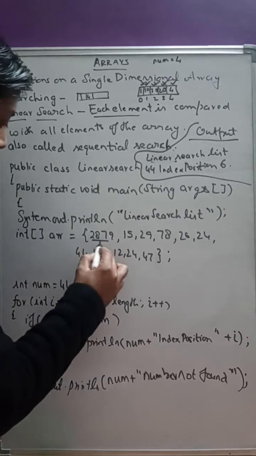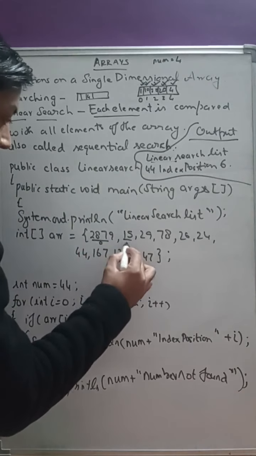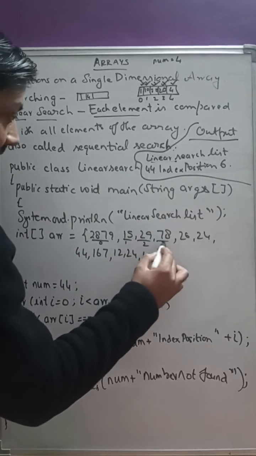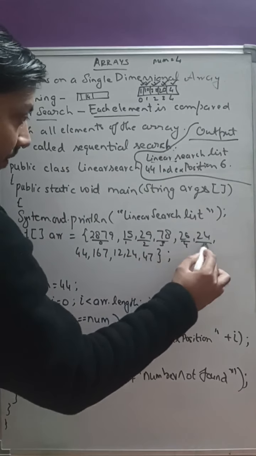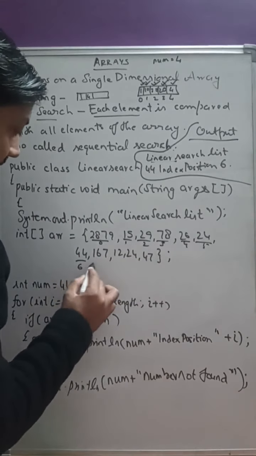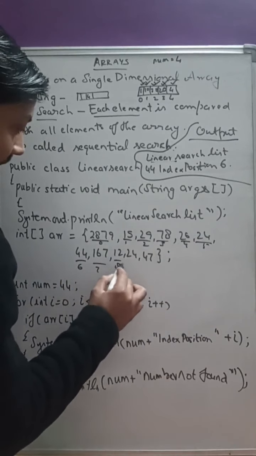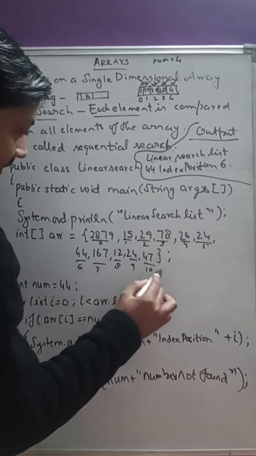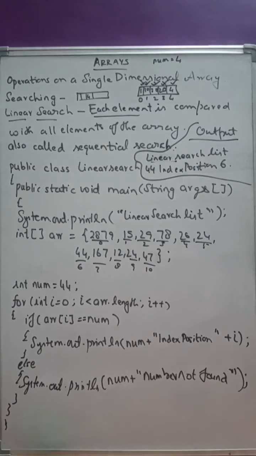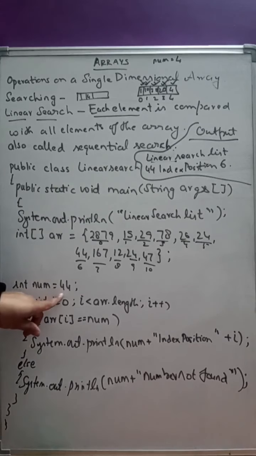This value is on index number 0, this is on the first index, this is on the second, third, fourth, fifth, 6th, 7th, 8th, 9th and 10th index. So on the 10th index, 10 indexes are there starting from 0 onwards. Now what number do we have to find? Over here we have taken int num equal to 44. So 44 is the number that we would like to find in this array.